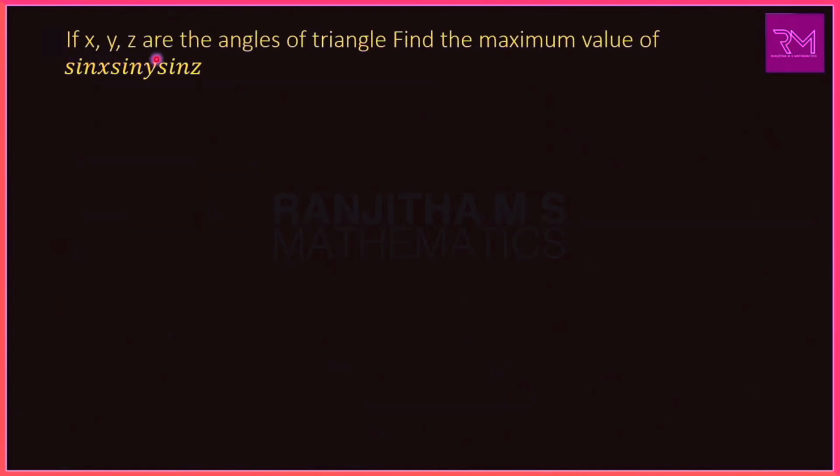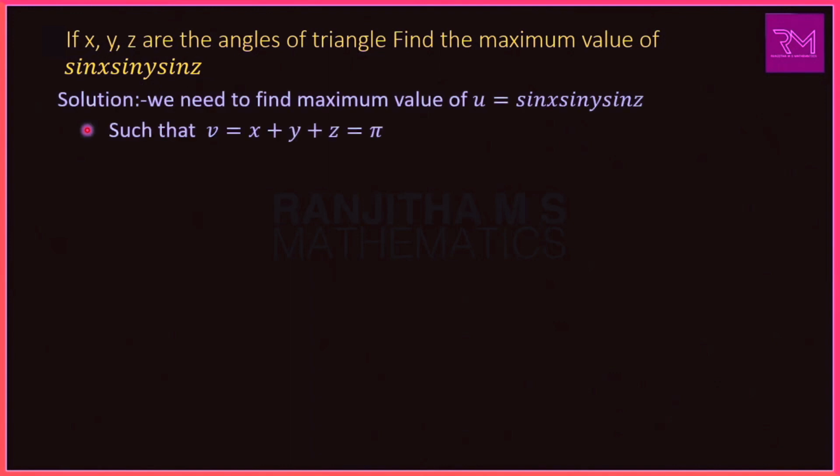If x, y, z are the angles of a triangle, find the maximum value of sin x into sin y into sin z. First take the given problem; first we have to take the solution. Here we need to find the maximum value of sin x into sin y into sin z. We have to find the maximum value for the function, this is our u, such that x, y, z are the angles of the triangle.